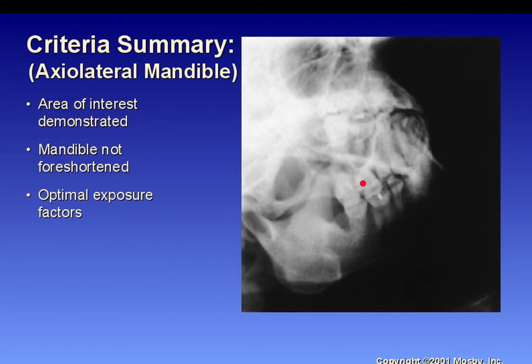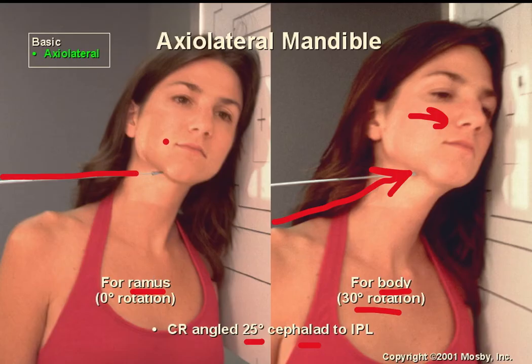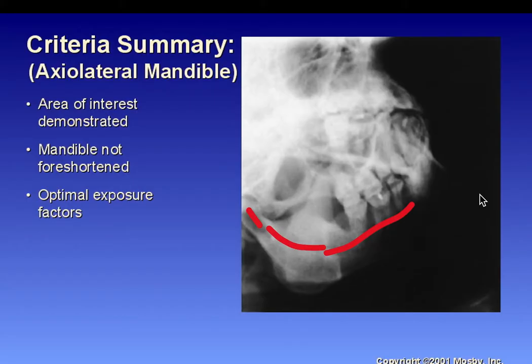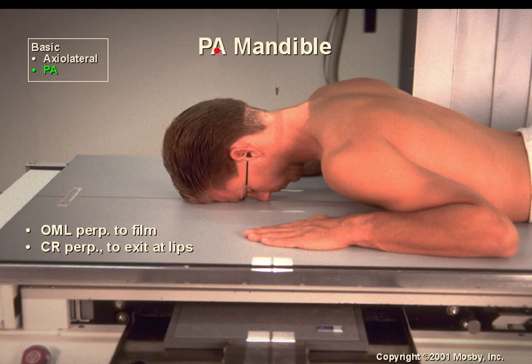Criteria, area of interest demonstrated. So you've got your ramus, your condyle up here, the body of your mandible. You're only viewing one side. You're viewing the side closest to the image receptor, so not the upside, it's the downside. So this one's going to be moved out of the way. This one on the downside is going to be the one that you're imaging, the side closest to the image receptor. So your PA mandible.